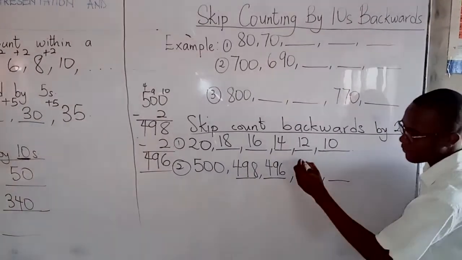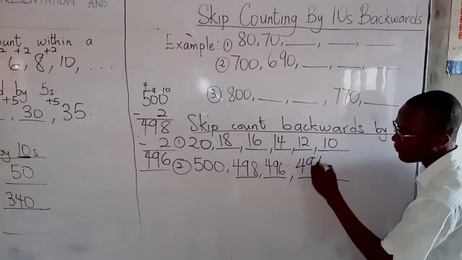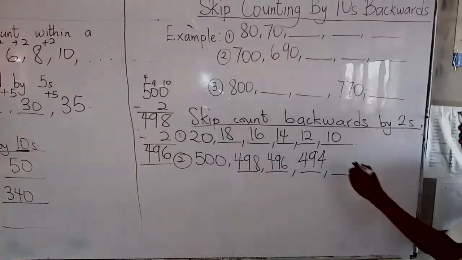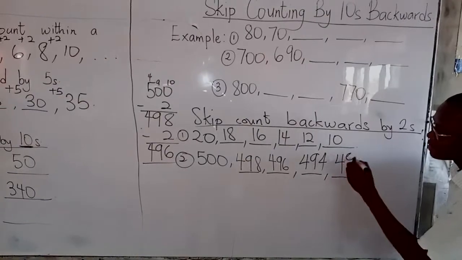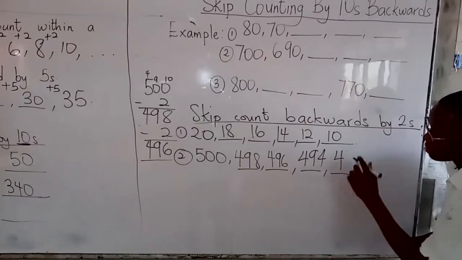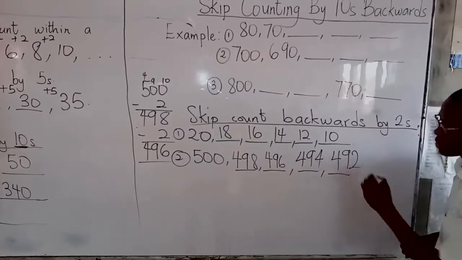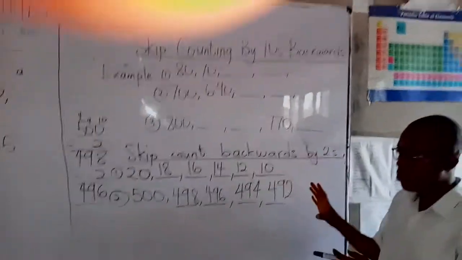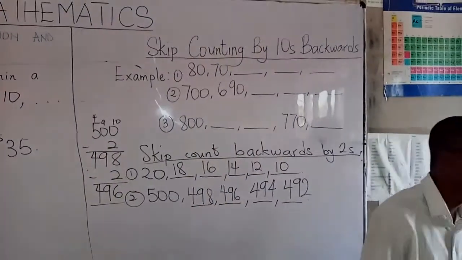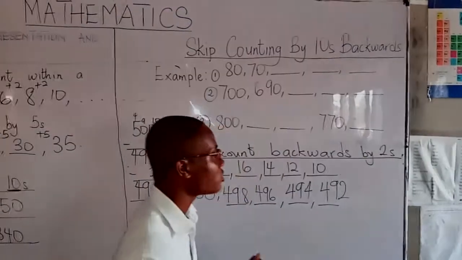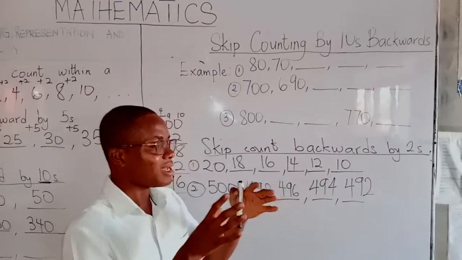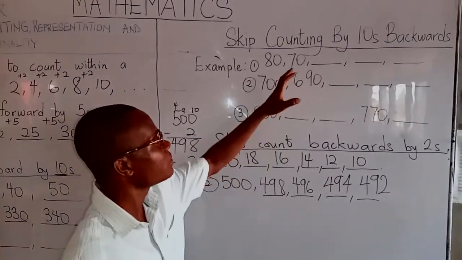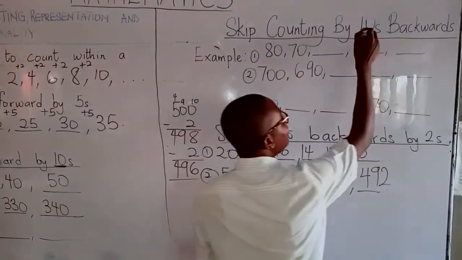Over here you are going to get 494. What is the next one? 490. Oh, sorry, 492. So this is what skip counting backwards is all about. You are always going backwards within a specific interval. Now let's try and upgrade ourselves a bit by skip counting in tens.